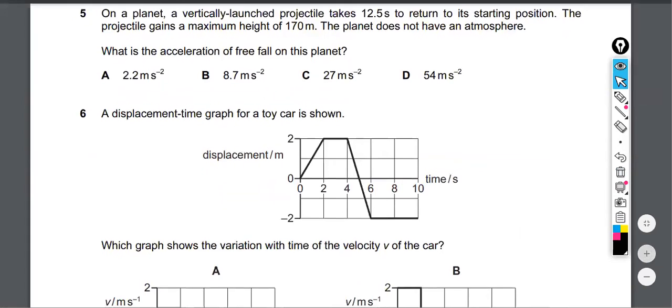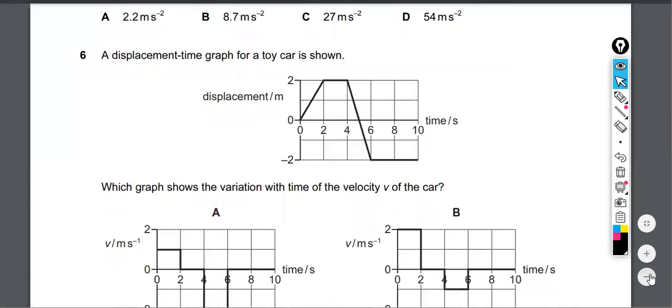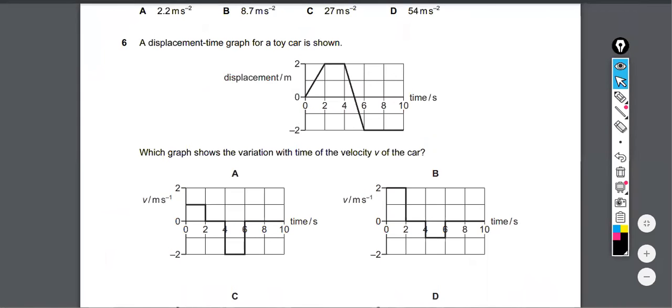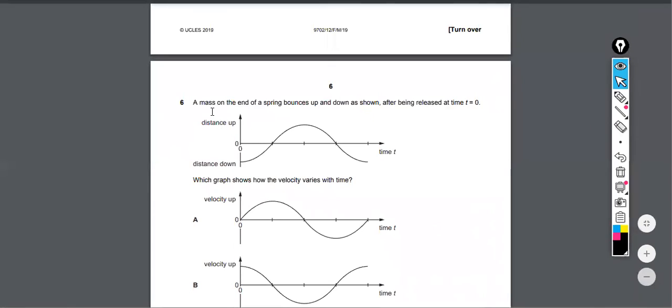A displacement time graph for a toy car is shown. Yesterday, we were looked at the learning objective, students can draw and interpret displacement time graphs. And earlier today, we looked at a question where a mass on the end of a spring bounces up and down as shown. Here's a displacement time graph, and we had to find the corresponding velocity time graph. So that one's worked out on YouTube for you to check out.